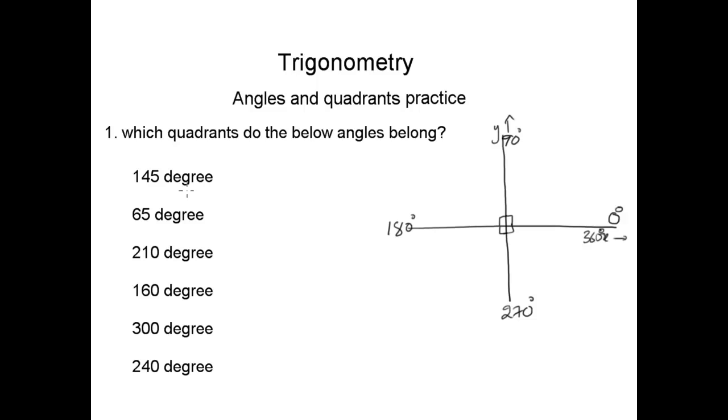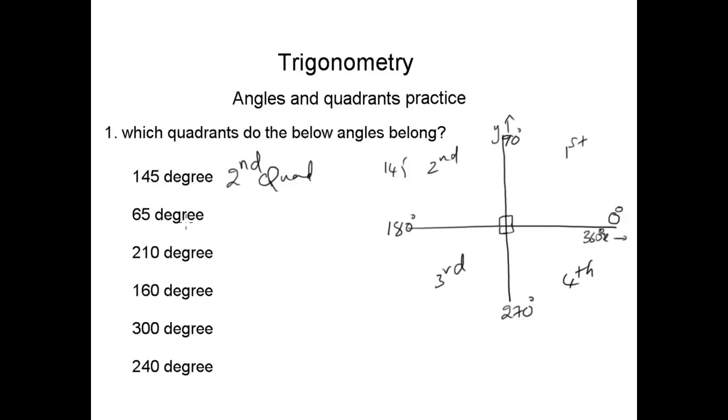So now let's see, where is 145? 145 is between 90 degrees and 180 degrees, so it should be somewhere in this area, right? So which quadrant is it? So let's write the quadrants. This we know is the first quadrant, this is the second quadrant, this is the third quadrant, this is the fourth quadrant. So 145 degrees is here, right? So this is the second quadrant.